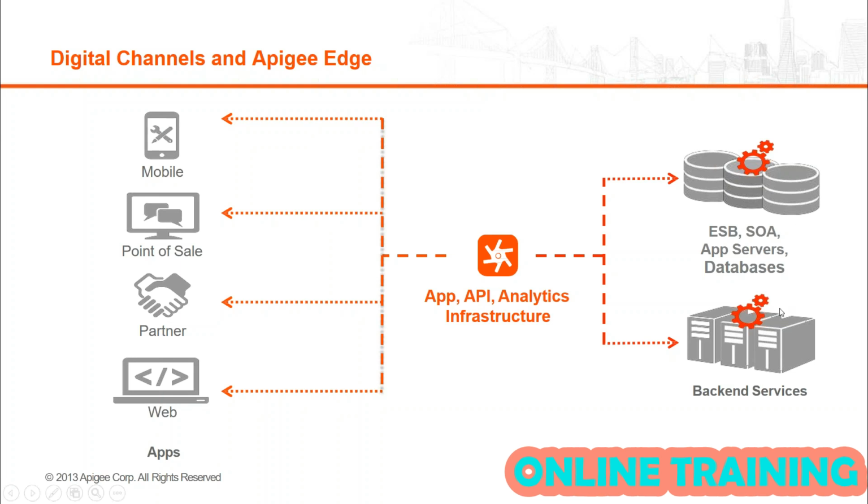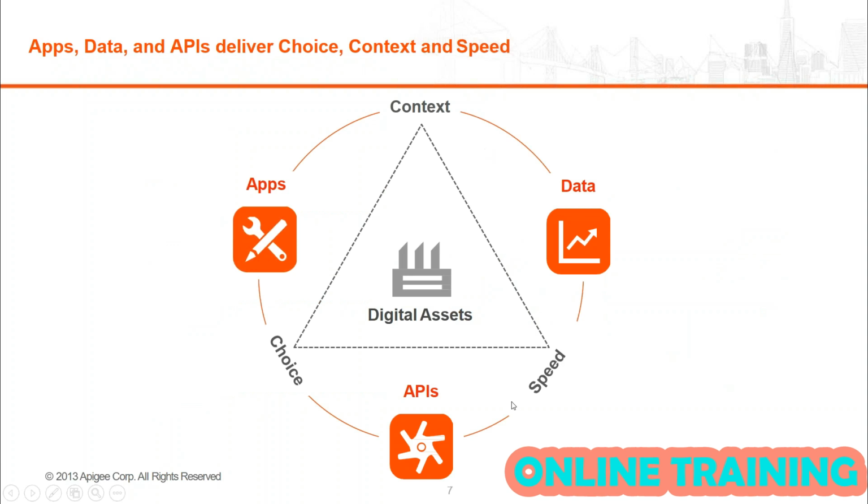Okay, so these are the three different ways an API management tool, any API management tool, can be used: app, API, analytics, infrastructure. Again, this shows there are different ways to access a digital asset or a backend, right?